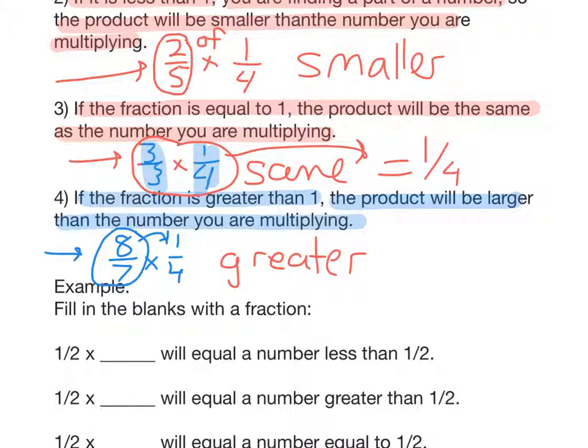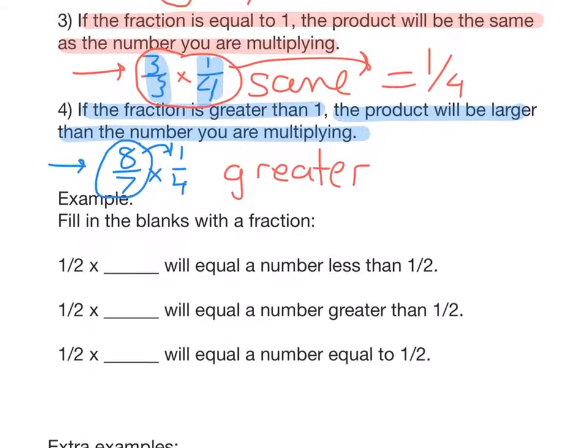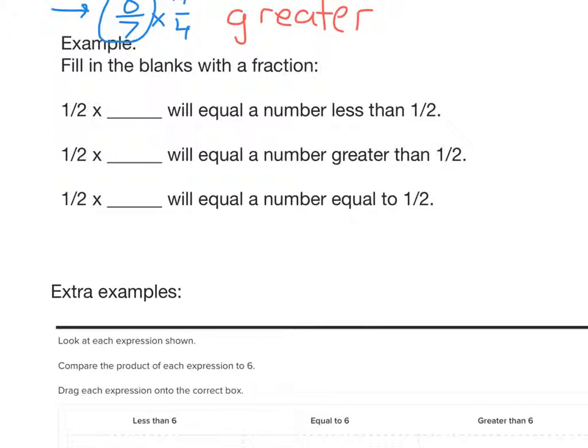All right, so here's an example. Fill in the blanks with a fraction. Okay, so 1/2 times some fraction will equal a number less than 1/2. What fraction can you multiply 1/2 by to get an answer smaller than 1/2? All I have to do is pick a number less than 1 whole. Okay? So I'm going to say 1/3. 1/2 times 1/3 would equal a number less than 1/2.